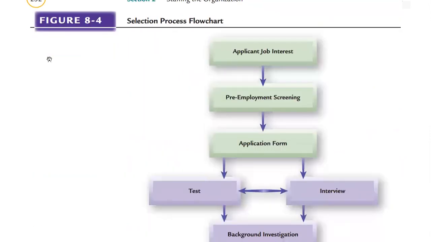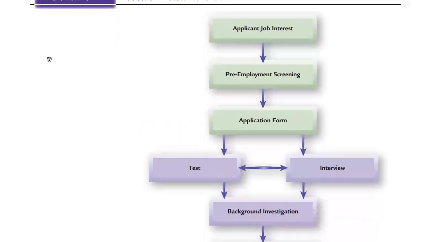What are the stages or steps in the selection process? That is summarized in this diagram. You can see that first the applicants express their job interest and they apply for the job. Then, once the companies collect these resumes, they do some pre-employment screening. They go through the CVs, they reject some candidates who do not meet the basic requirements, like in terms of education or experience, and then they go for the application form.